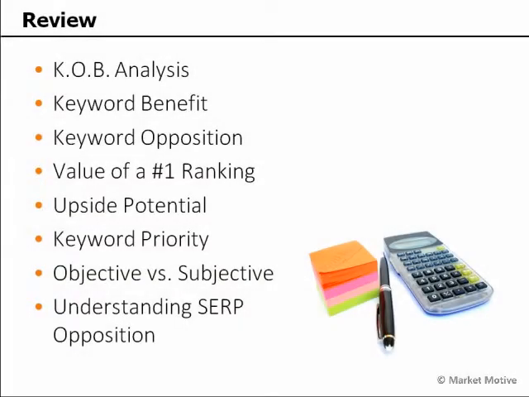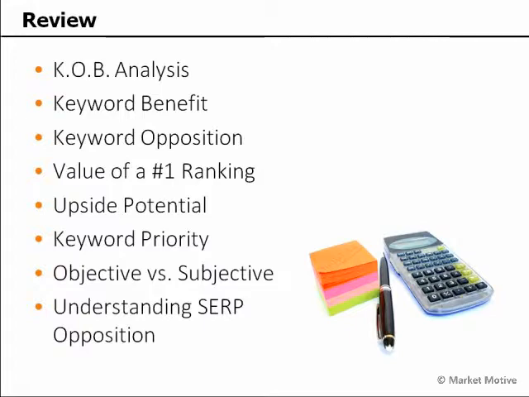So we covered a lot of information in our KOB analysis demonstration. We looked at what KOB analysis is, how to compare keyword benefit with keyword opposition and come up with this KOB score, or this KOB ratio, if you will. We looked at what the value of a number one ranking means and upside potential of moving from a position like 10 to a position like 1, and how you can evaluate that with a spreadsheet. We looked at how that impacts keyword priority, also the opposition of a search result, and the objective metrics that we can look at to determine the opposition level of a search result and how that impacts keyword priority as well.